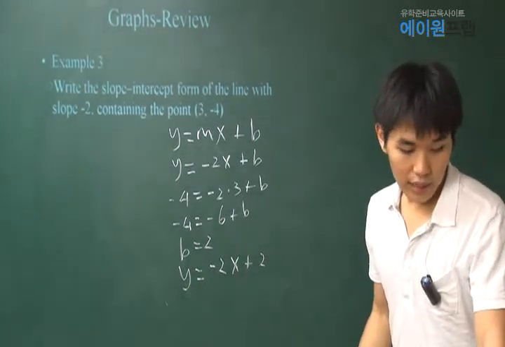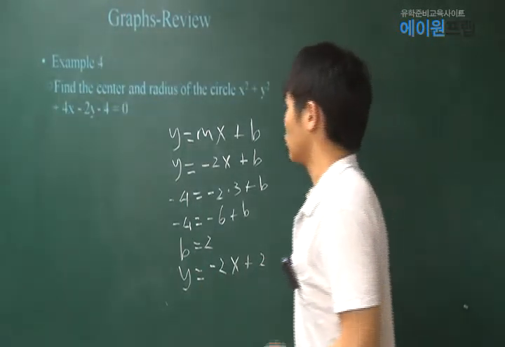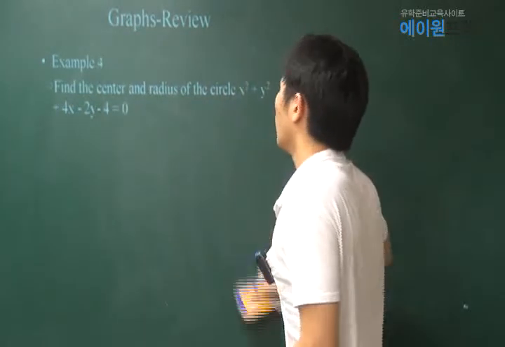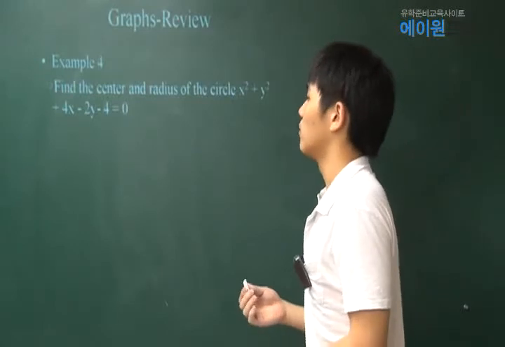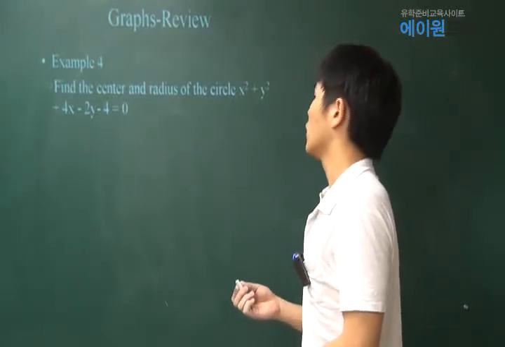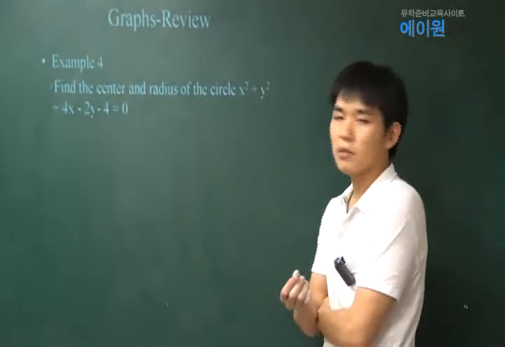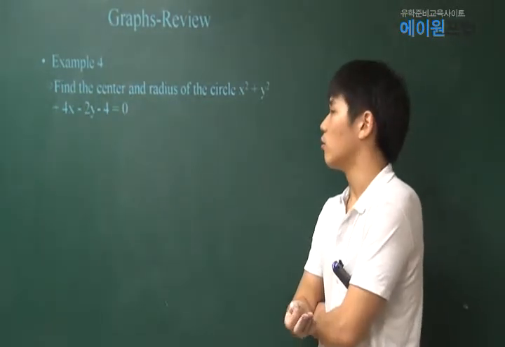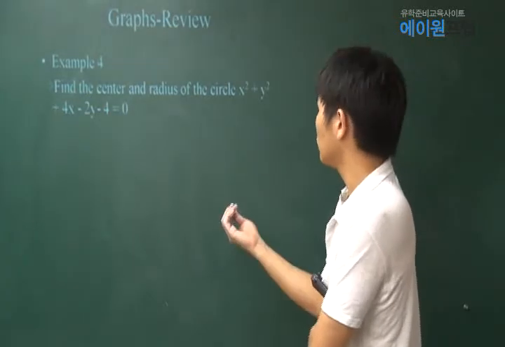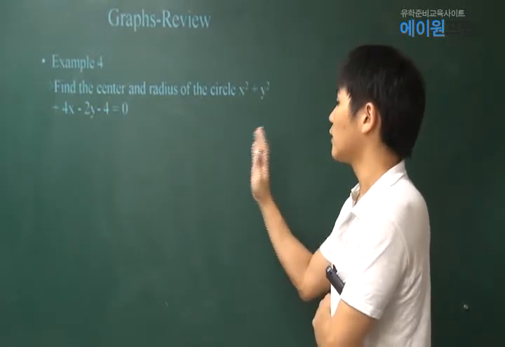Okay. Now, our last example of the day is a circle question. It says, find the center and the radius of the circle x squared plus y squared plus 4x minus 2y minus 4 equals 0. Okay? Now this seems a little tough because we're given the general form and we have no idea what the radius or the center is. So let's start by putting all the x's together and the y's together.